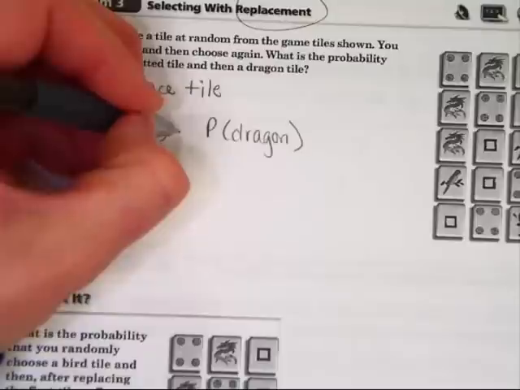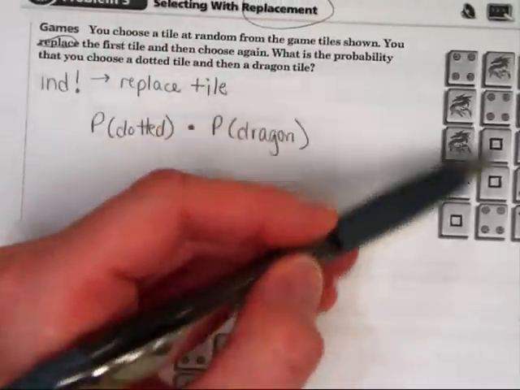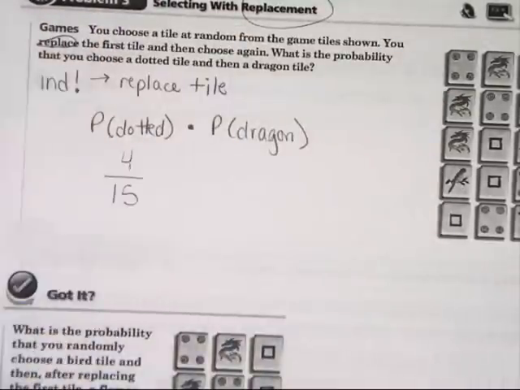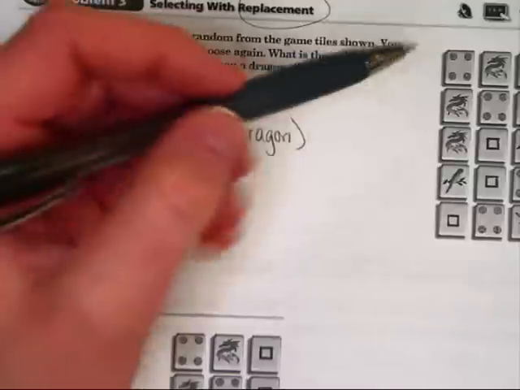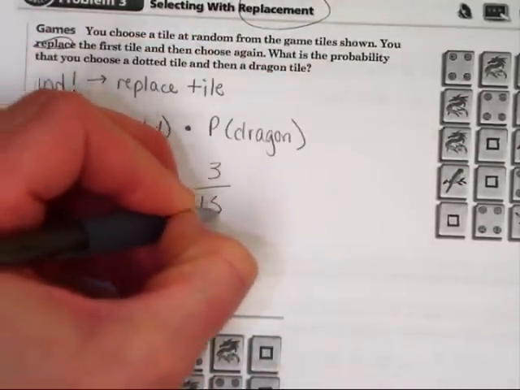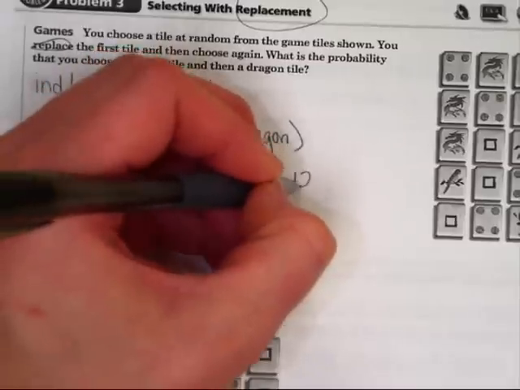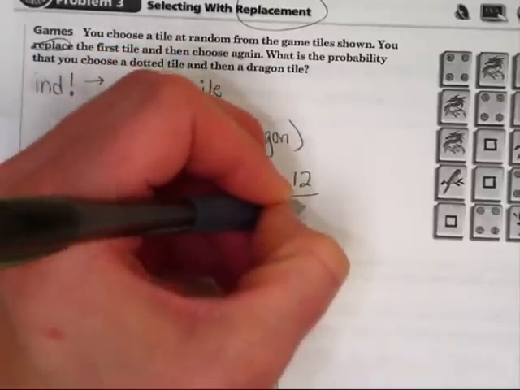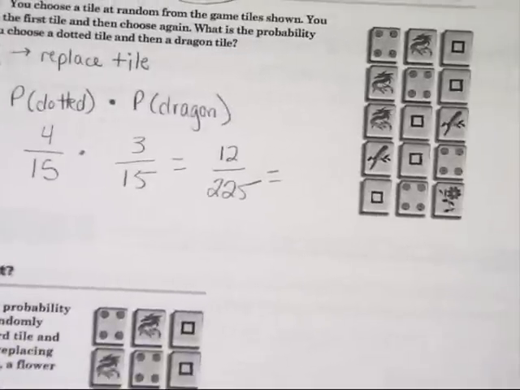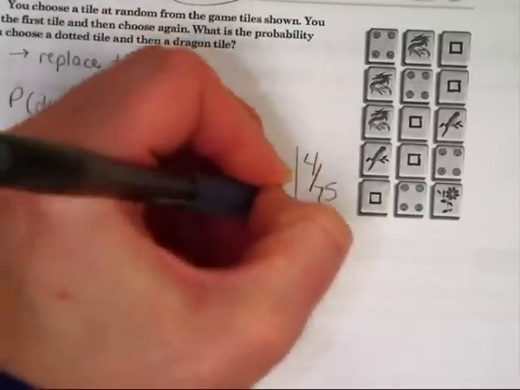Because these are independent, I multiply them together. How many dotted are there? 1, 2, 3, 4, out of a total of 15, times how many are dragons? 1, 2, 3, out of a total of 15. 4 times 3 is 12. 15 times 15 is 225. They each reduce by a factor of 3, and you get 4 out of 75.